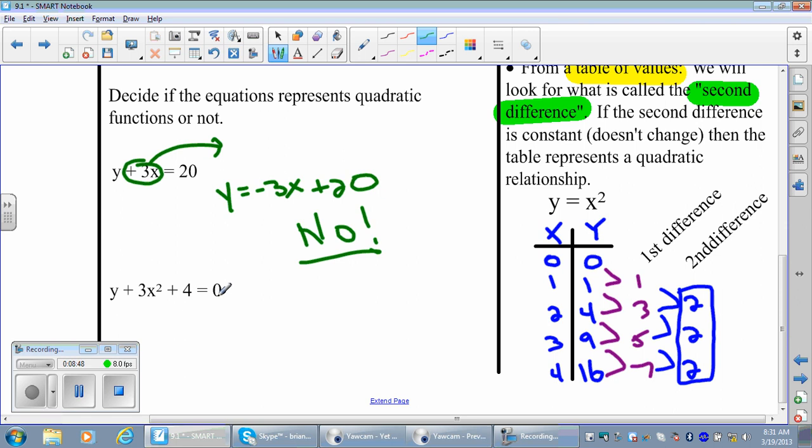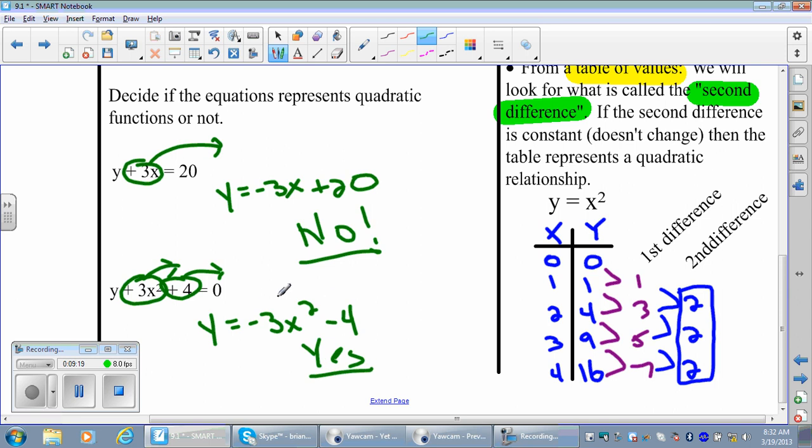Well, what about this one? Again, I need to get y alone. So I can either move these two over here, or it'd be a lot easier, I think, maybe. Well, we won't do that, actually. That might confuse some of you. Let's just move this term and this term to the other side. Remember, when you change sides, you change signs. So we get y equals -3x squared minus 4. Now, is that a quadratic? You bet it is. Now, why? Because it's a degree 2, because we have an x squared.